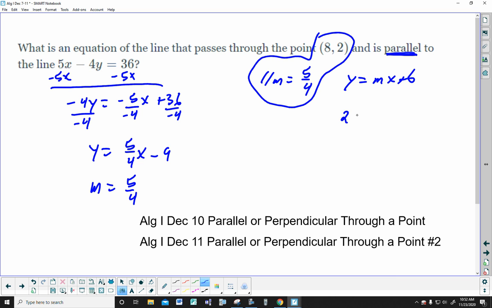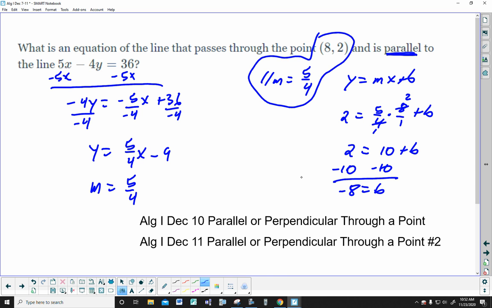So you fill in the y, you fill in the slope, times the 8, fill in the x, plus b, it's over 1. The 4 goes into itself once, and the 8 twice. So 2 is equal to 10 plus b. Subtract the 10 from both sides, and you get -8 is b. So your final answer is y is equal to 5/4 x minus 8. That's your answer.